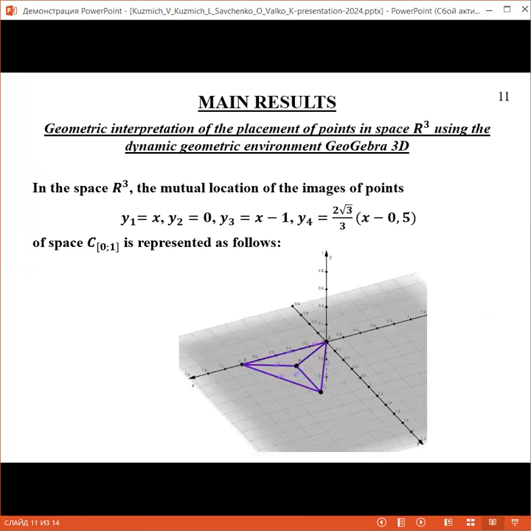In the space R3, you can visualize the mutual location of the 4 points y1, y2, y3, y4 of the space C, which were considered. For this, it is convenient to use the dynamic geometric environment GeoGebra 3D. Using the formulas of the coordinates of the vertices of the tetrahedron ABCS, we will obtain the following image of this tetrahedron.